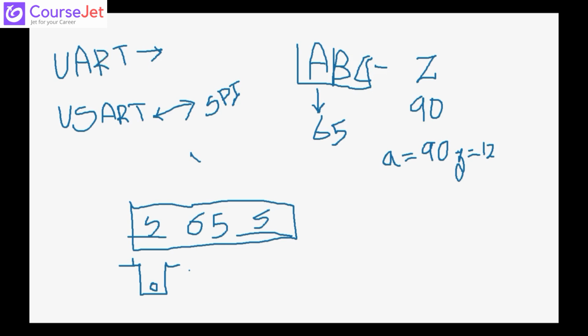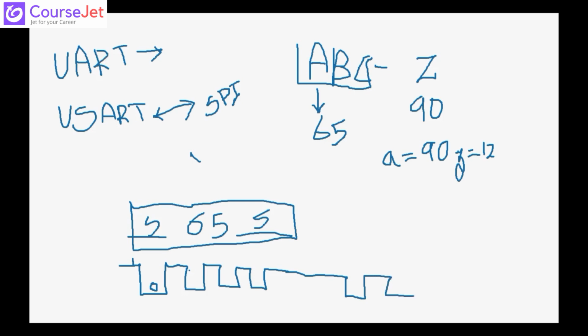Once you receive this signal of high to low, it will understand that whatever comes next is my data. It will receive 8 bits of data, and after those 8 bits you again have a bit going from low to high or high to low, depending on what you are selecting.